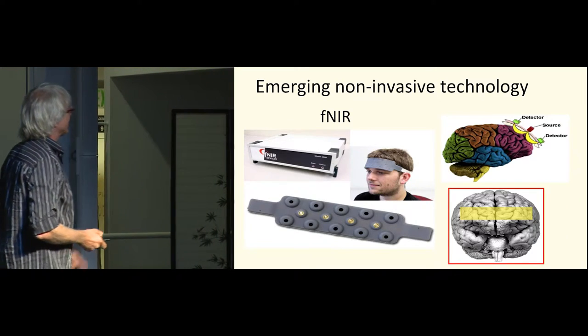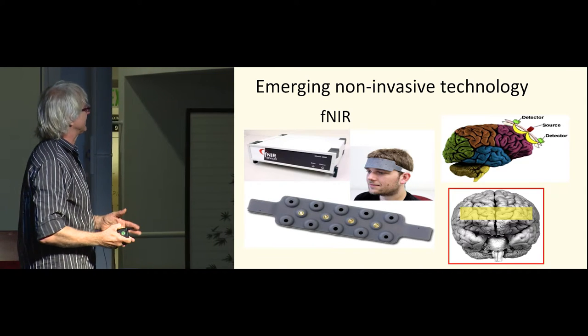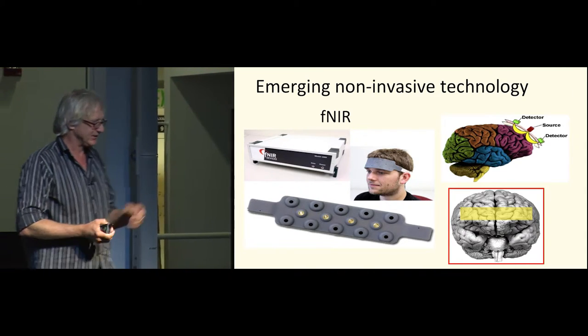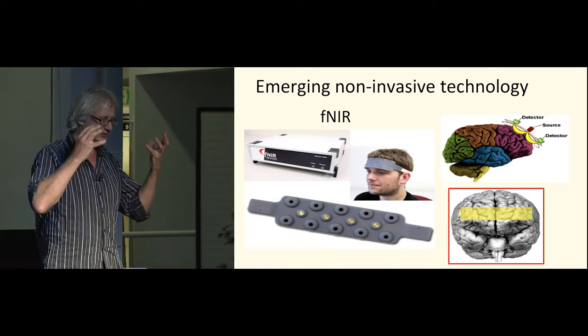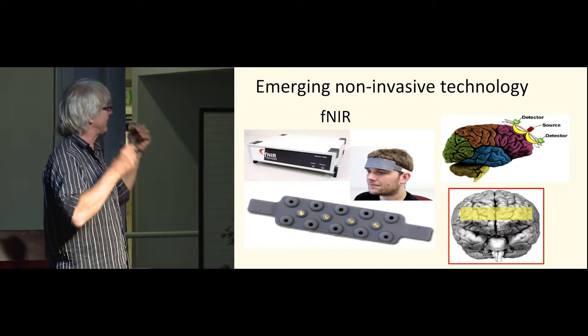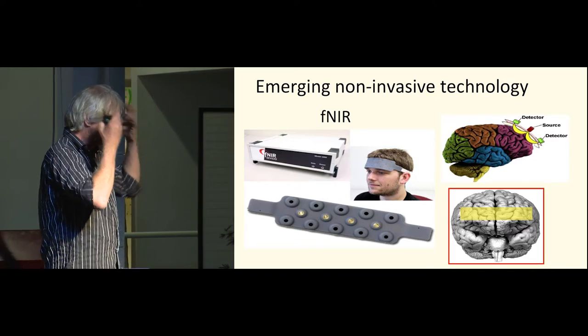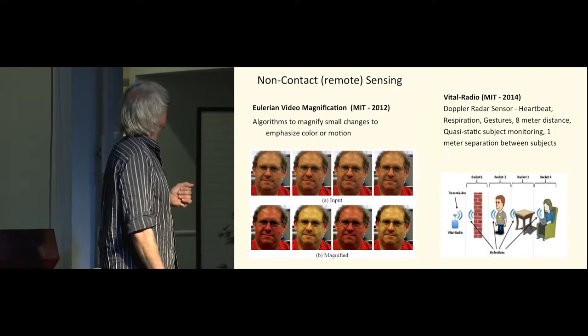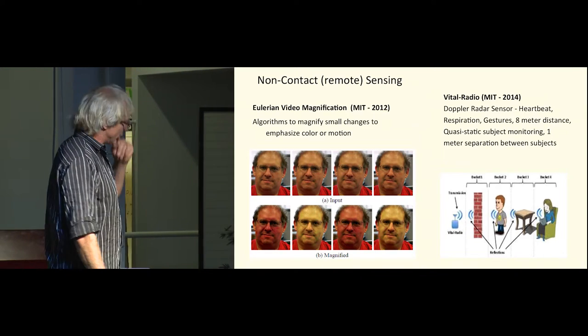And here's some emerging non-invasive technology, fNIR. This is often referred to as a poor man's MRI. It looks at cerebral blood flow, but does it through optical methods in the top half inch of the brain, where executive function occurs.